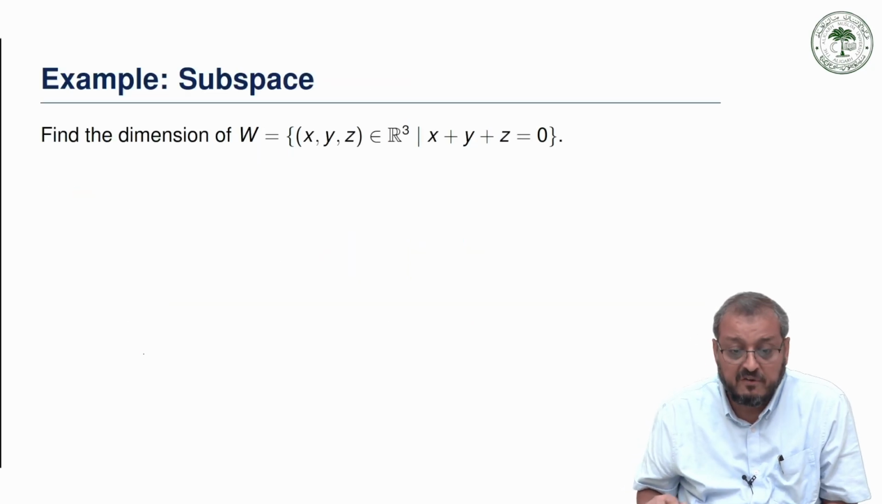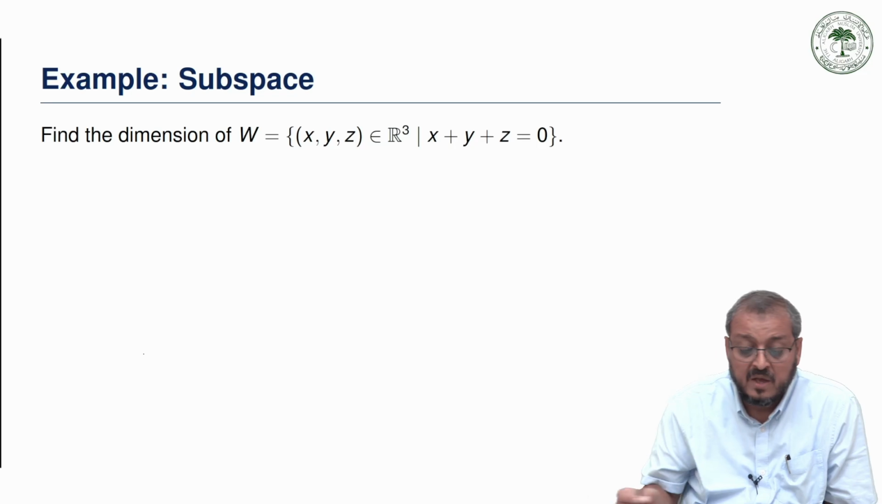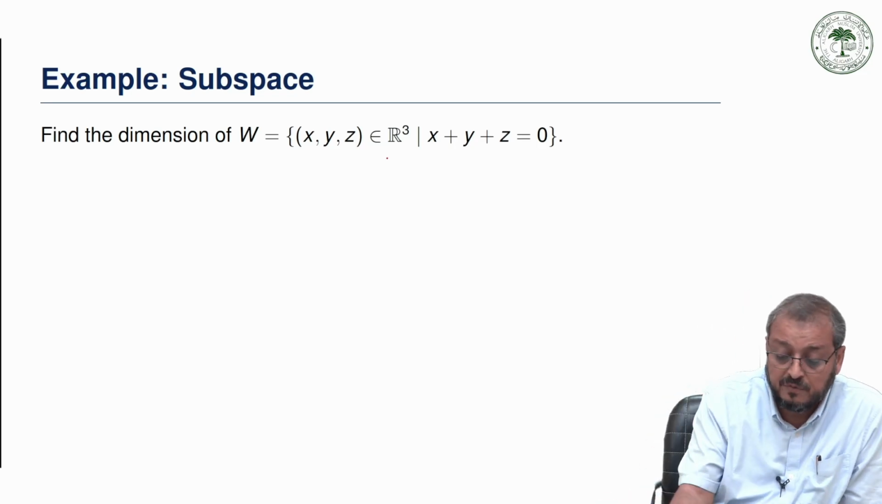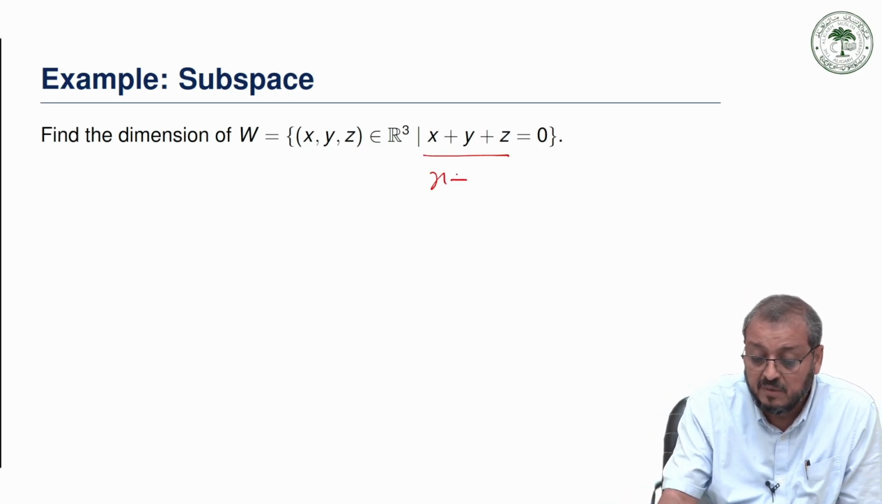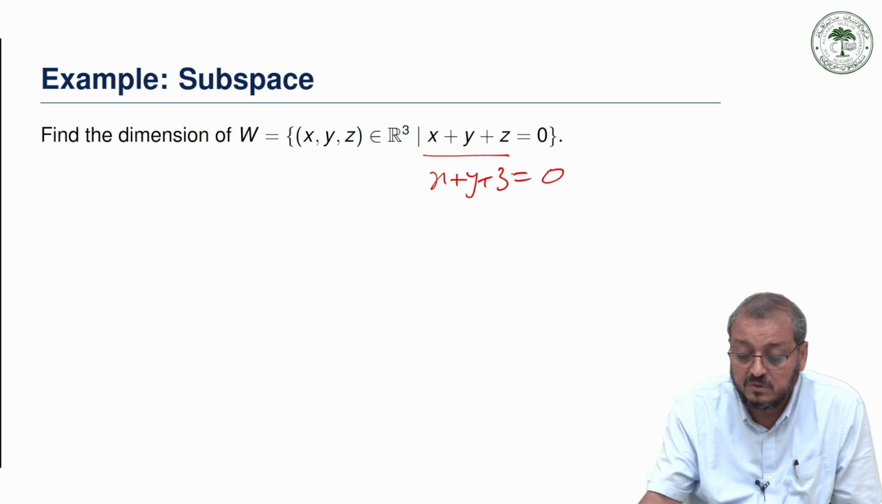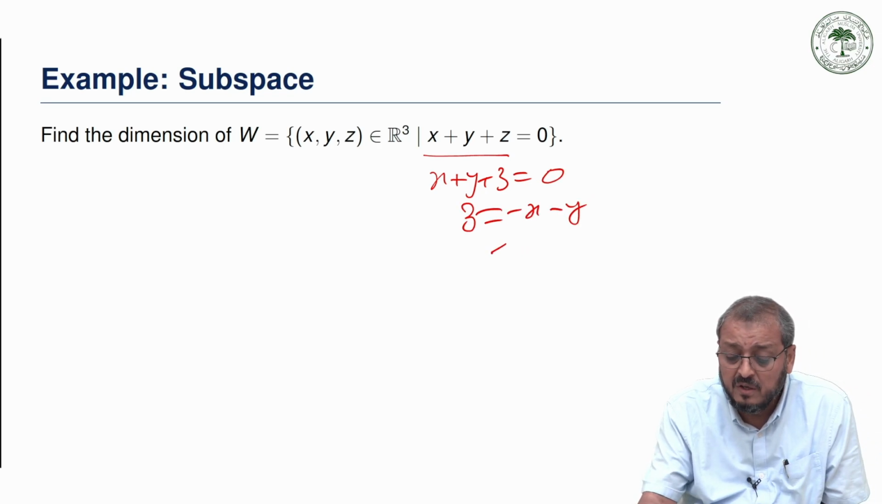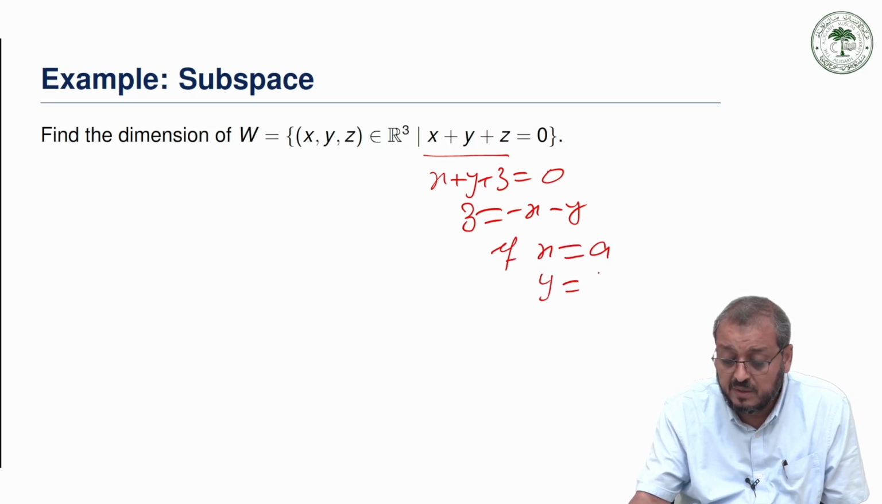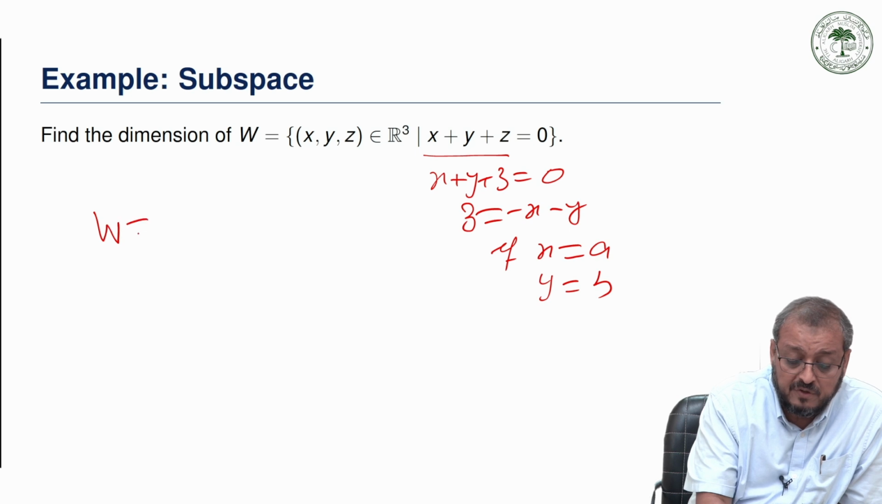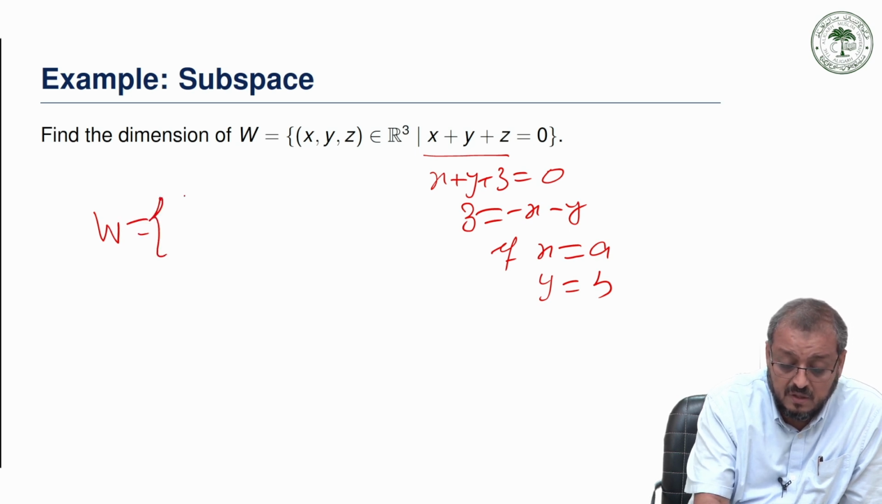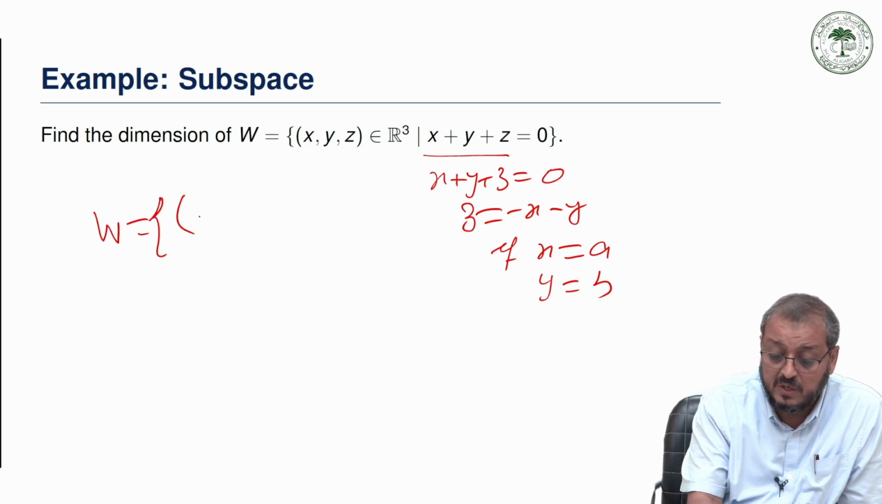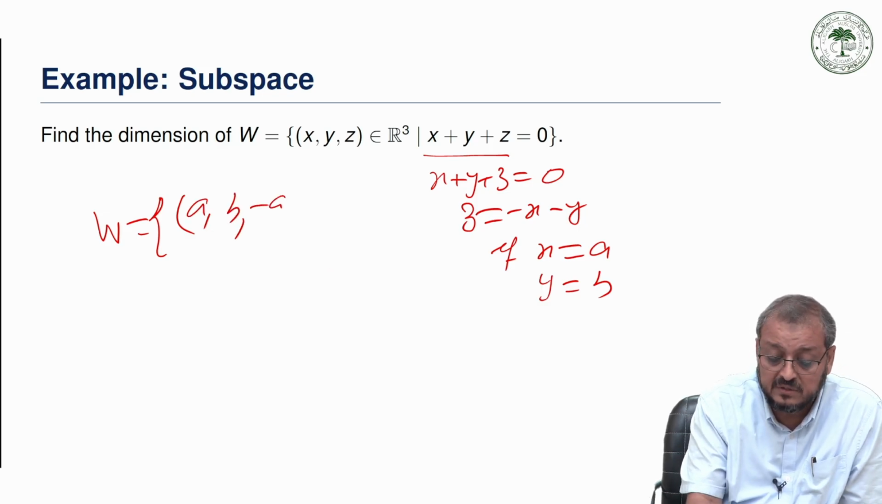Okay, so now we have one more question for the subspace. We take W is equal to this form. The condition is X plus Y plus Z is equal to 0, so Z is equal to minus X minus Y. So if we take X is equal to A and Y is equal to B, then W is of the form X is equal to A, Y is equal to B, and Z is equal to minus A minus B, such that A and B are elements of R.